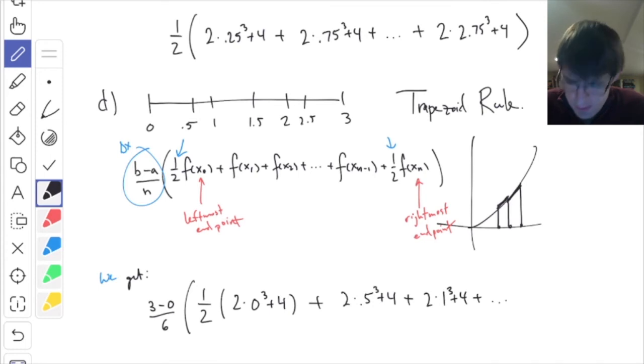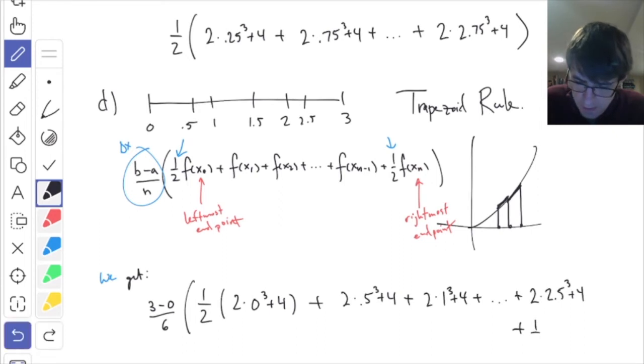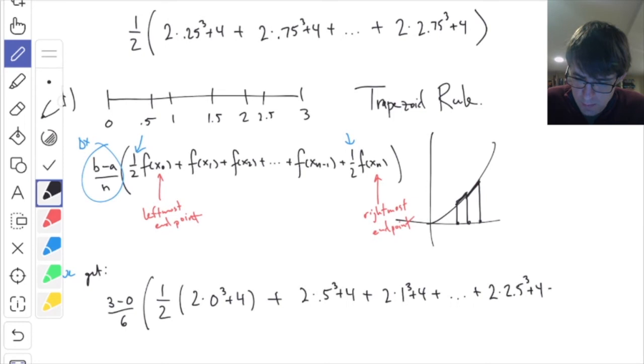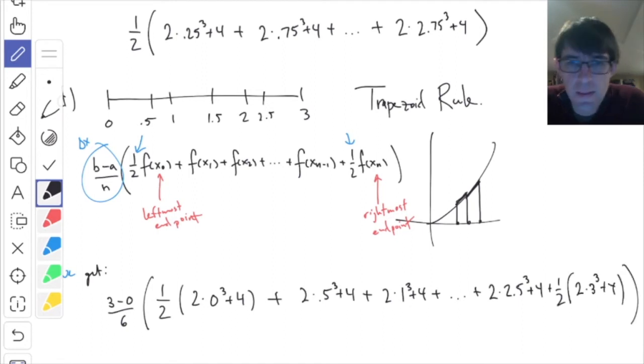The last one does. I'm going to write the second to last one also, just so that you can see what the pattern is. 2 times 2.5 cubed plus 4, plus, finally, 1/2 times 2 times 3 cubed plus 4. And I got big parentheses like that.